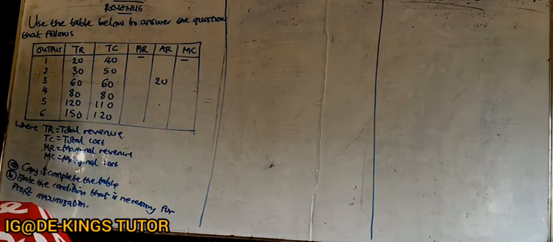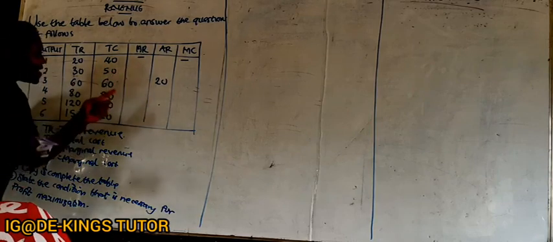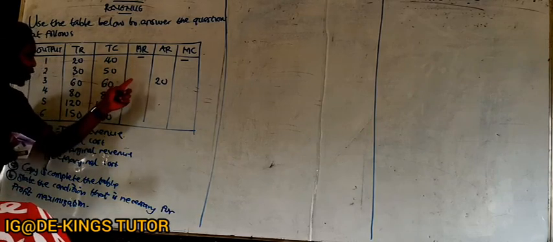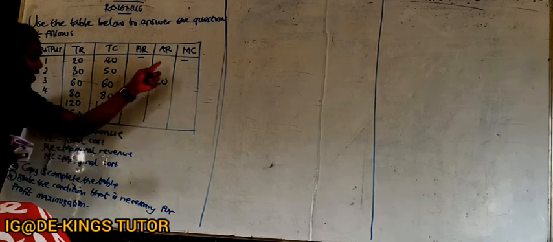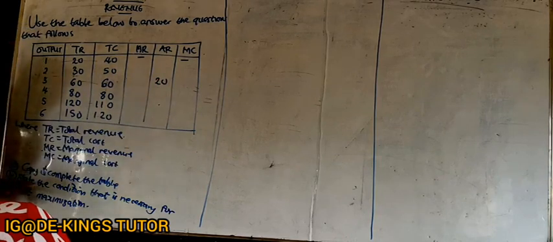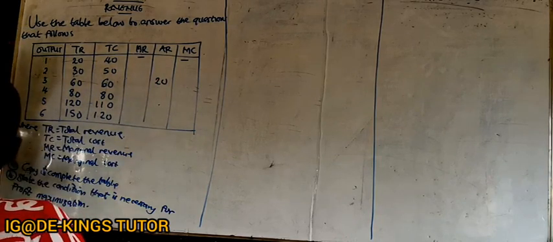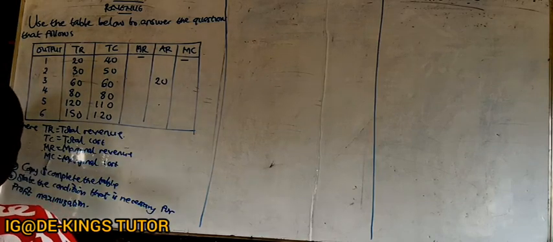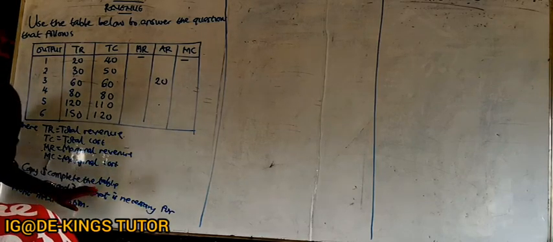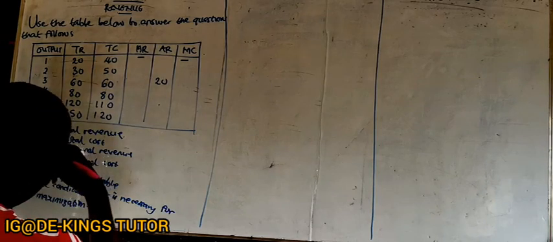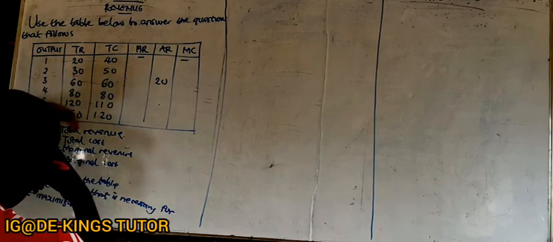Now completing the table, we are going to find the missing values here. We're supposed to have something here. We're going to find it. And also, it states the condition that is necessary for profit maximization. And this always comes out in the exam. Let me say it. Now, how do we find this?